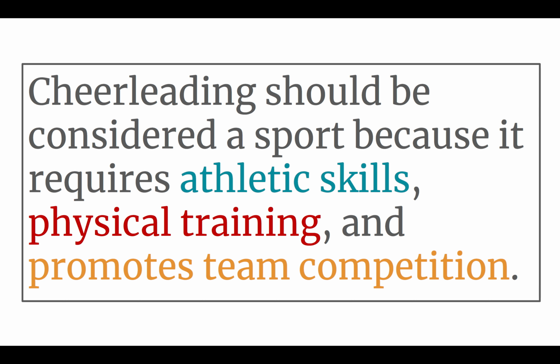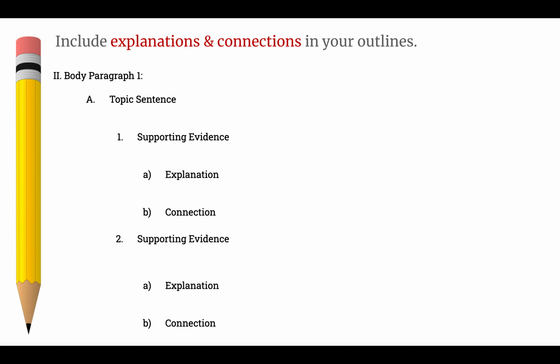If we're looking at how this looks on our outline, let's focus just on that first one, athletic skills. Remember, our thesis statement sets up our entire essay. If you notice, I have 3 reasons here. Each one of those reasons coincides with one of the body paragraphs. So I have athletic skills. All right, this is what our outline looks like. It has body paragraph, our topic sentence, the supporting evidence, and then an explanation and a connection for the 2.